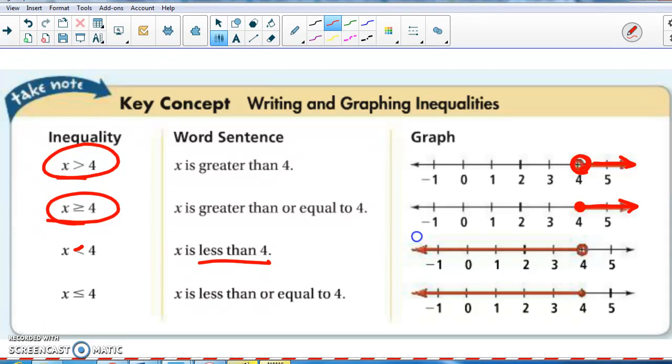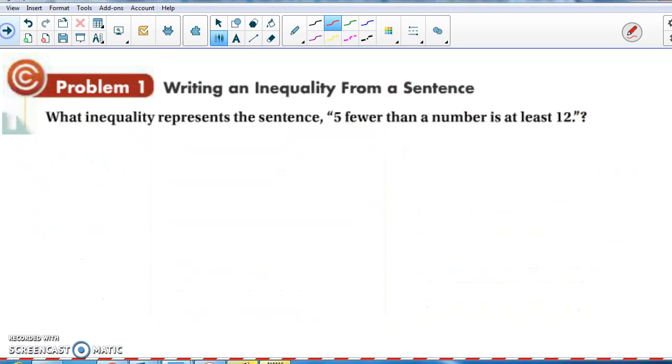Less than, the caret goes the other way, still an open circle, and our arrow goes the other way. Less than or equal to, now we have the line under our inequality, so we have a closed circle and the arrow going towards the less than values.